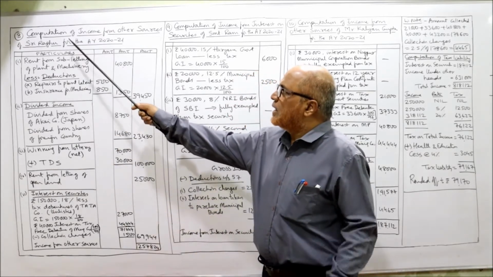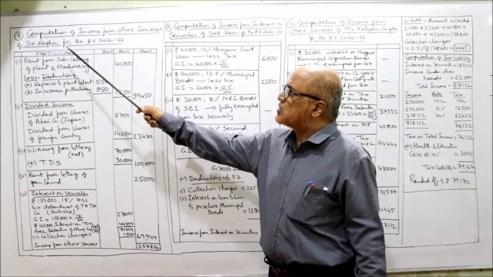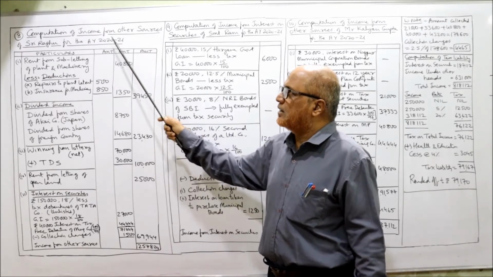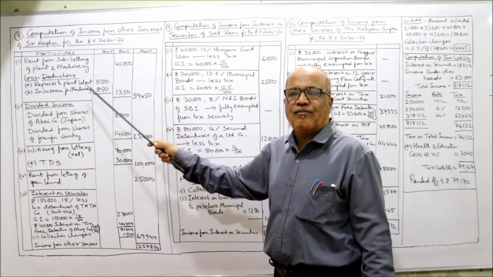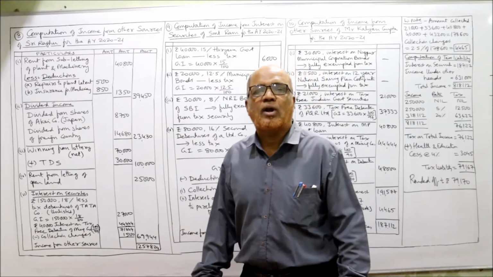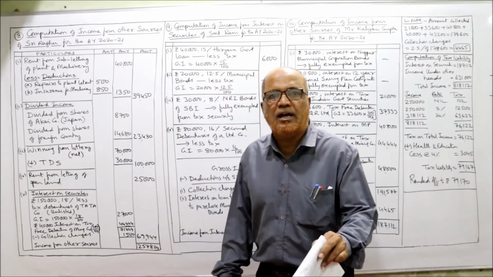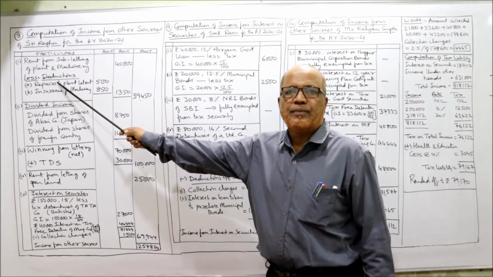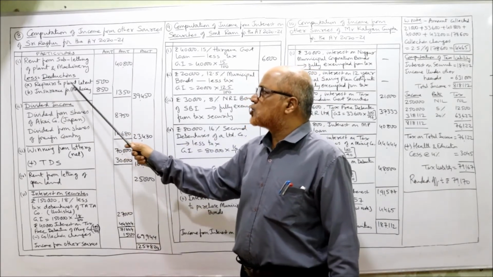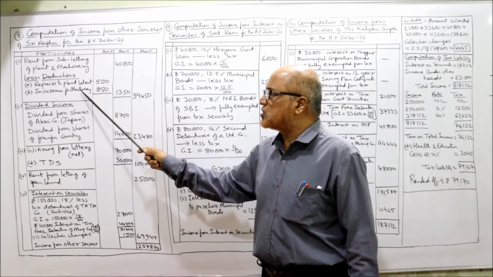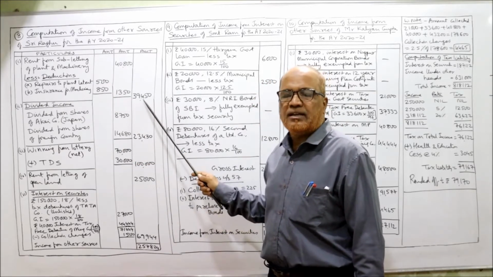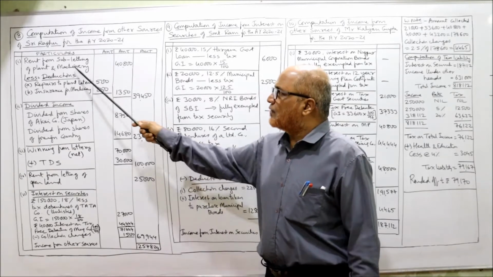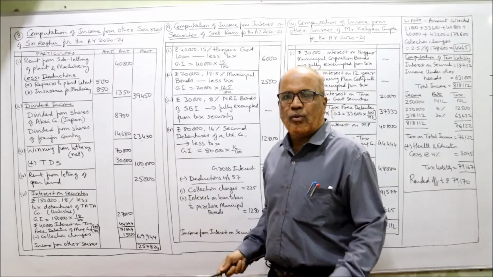So you can see here the computation of income from other sources of Sri Raghu for the assessment year. Rent from subletting of plant and machinery 40,800. From this, deductions will be allowed for expenditure incurred to earn this income. So what are the expenditures? Repairs to plant let out and insurance of machinery will be deducted. So the net income from rent from subletting is 39,450.